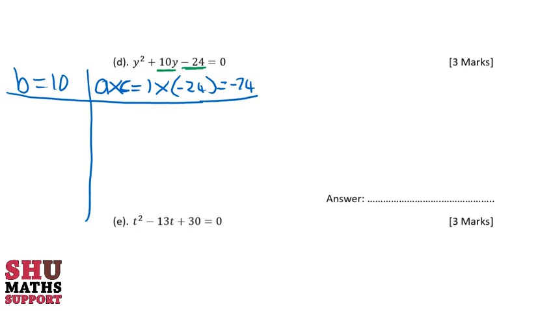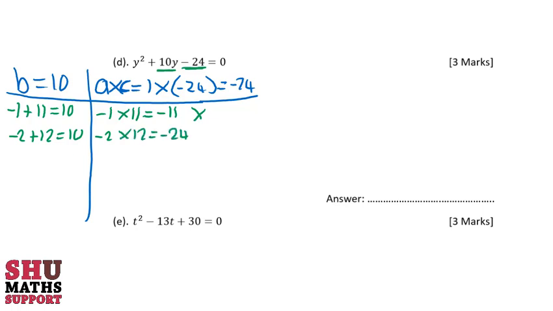But then when we times the two values together, we also need to make sure that one of them is negative. So let's give it a shot. So let's try. Minus 1 plus 11 equals 10, and then minus 1 times 11 is equal to minus 11, so that one's no good. If we have minus 2 plus 12 is equal to 10, which gives minus 2 times 12 is equal to minus 24. Cool, so that's the one we need. So we have minus 2 and 12, so we set up our brackets here.